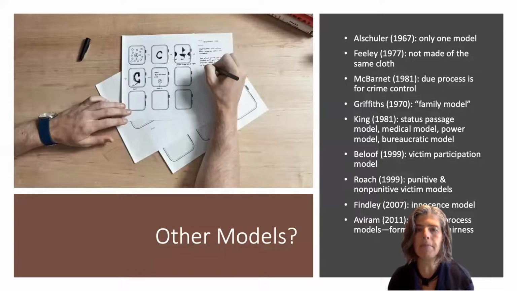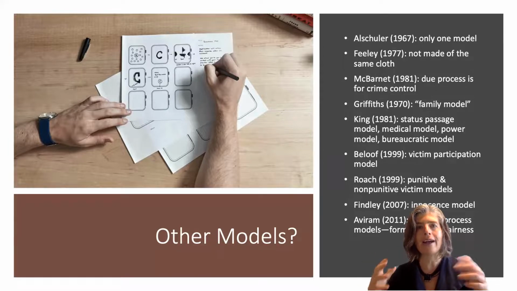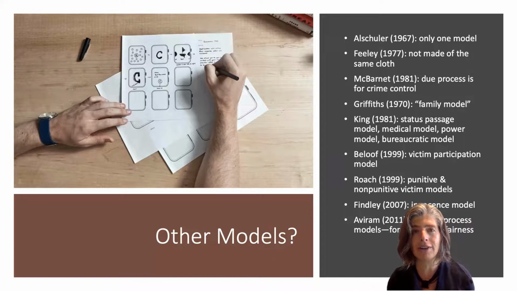Over the years, many people have proposed alternative models or additional models to Packer's models. For example, Albert Altshuler in 1967, criticizing Packer, says there really aren't two models, there really is only one model, and that's the crime control model. Everything else is just fanciful imagination. Following this line of thinking, Malcolm Feeley in 1977 said the two models are not made of the same cloth. Because while the due process is doctrinal or aspirational as it's written in the Constitution, the crime control model describes more accurately what actually happens in the criminal justice system.